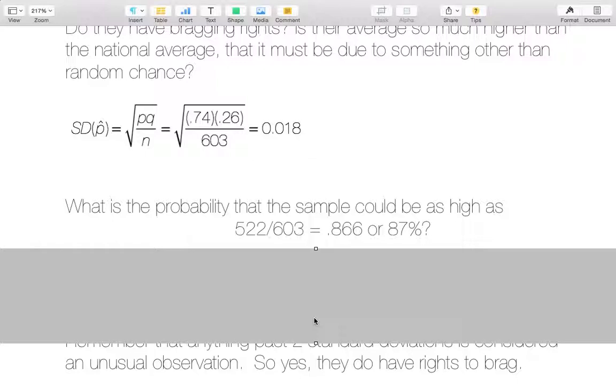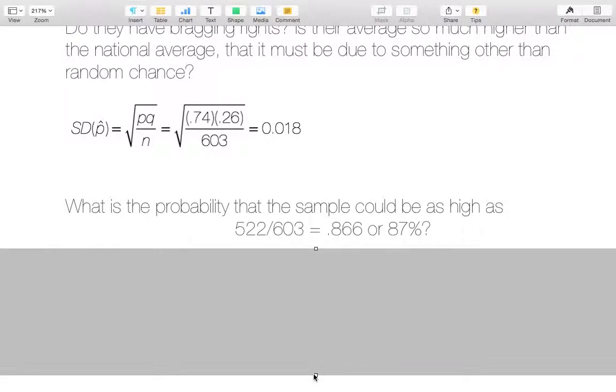What we've talked about in the past was if we had an observation that was over 2 standard deviations of the mean above or below, if it's outside that value, then it is actually an unusually high or an unusually low observation.